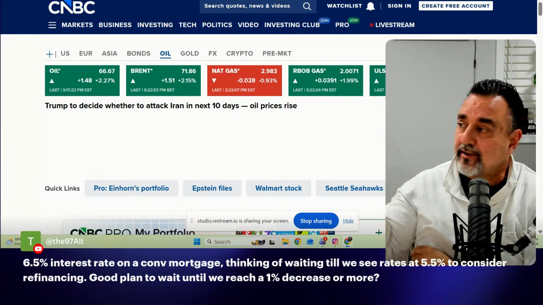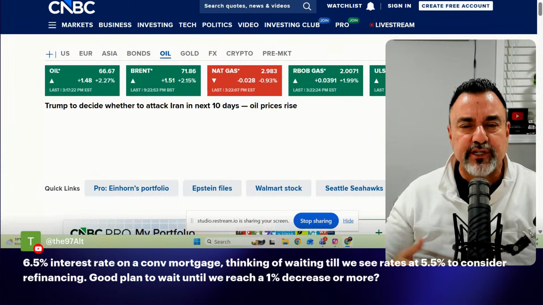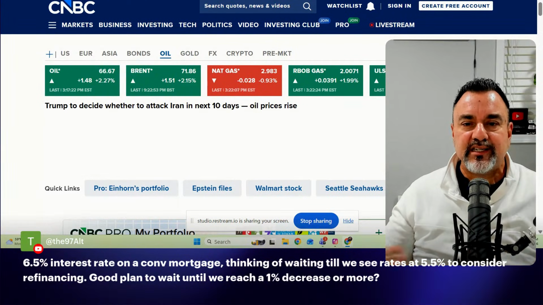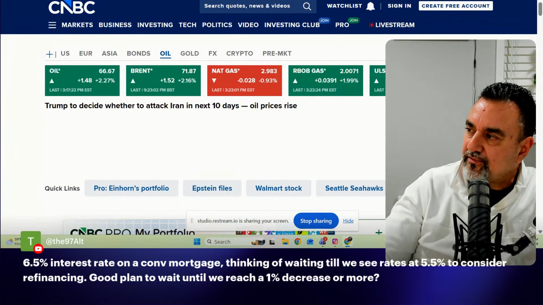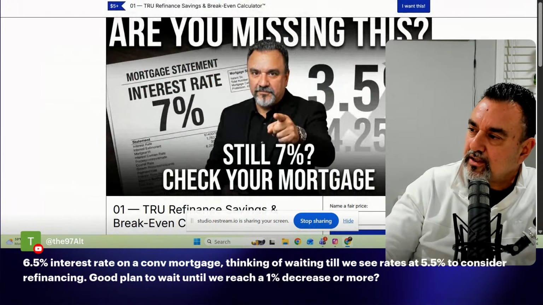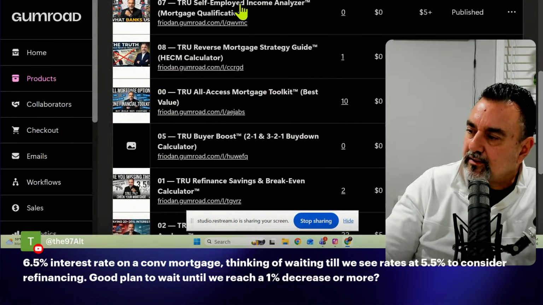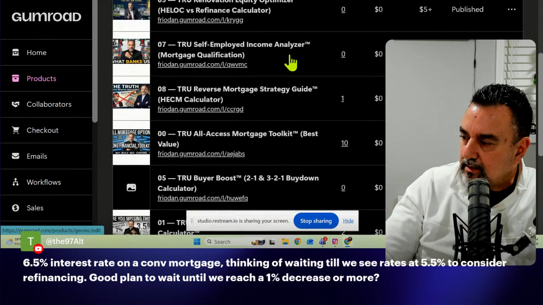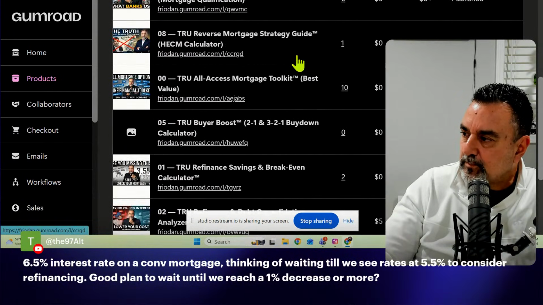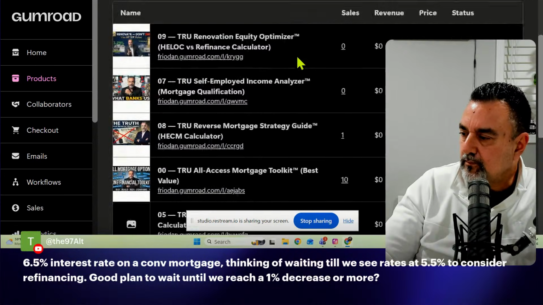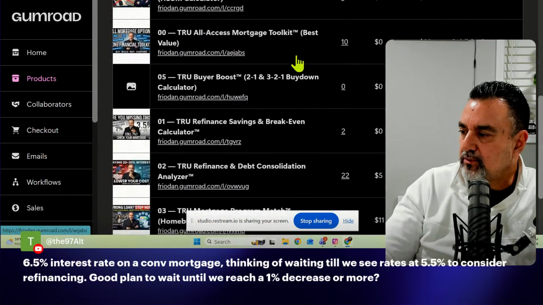I got calculators here, I got calculators over there. It'll say, okay, here's how much money you would truly save over that time frame. So, check out those calculators. Let me see if I can find one for you real quick that I might be able to show you as a demo. Let's see. Refinance. Where's all access? Refinance. Here it is.